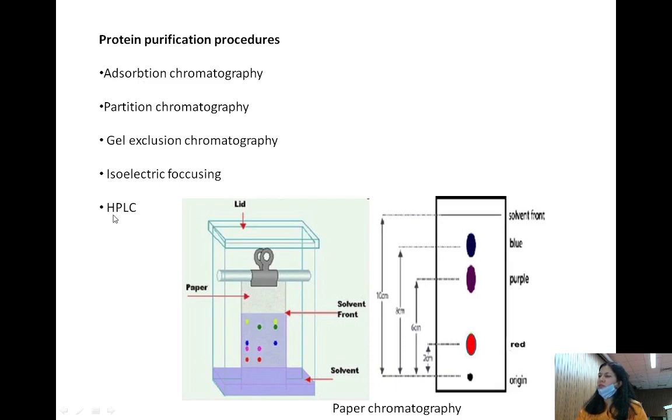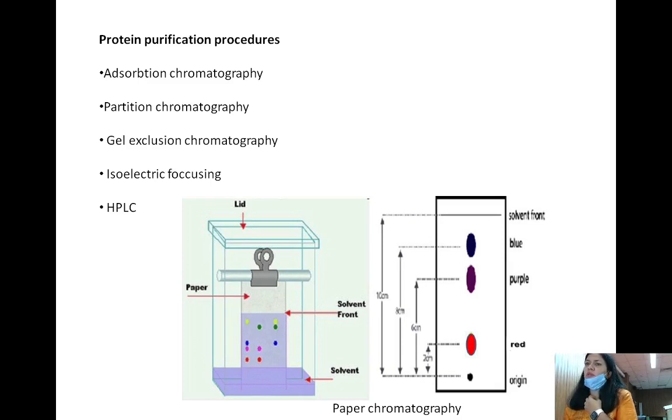What does HPLC stand for? Anyone? Any student who knows what is the full form of HPLC? Vivek? Ma'am, no idea, ma'am. No idea. Anup, you know what is the full form of HPLC? No, ma'am, I forgot. Okay.